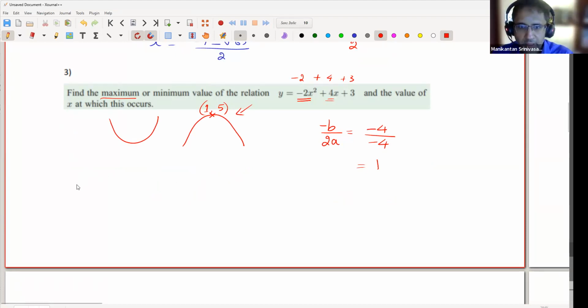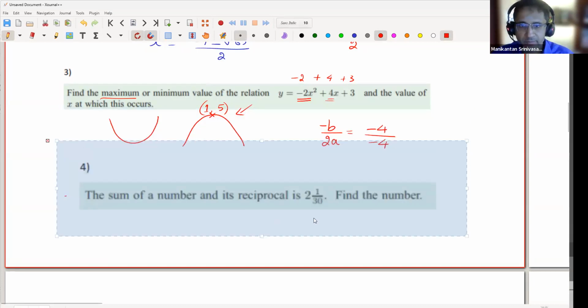Okay. Question 4. The sum of a number and its reciprocal is 2 1 by 30. Okay. Arav, did you get this one?